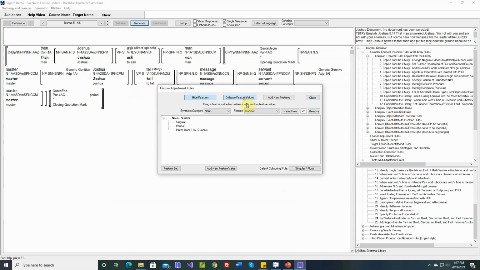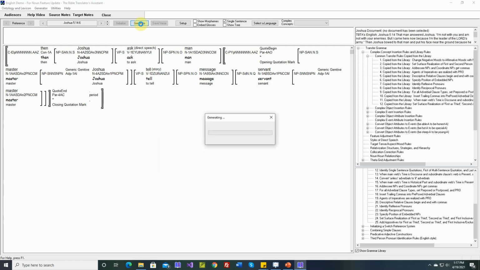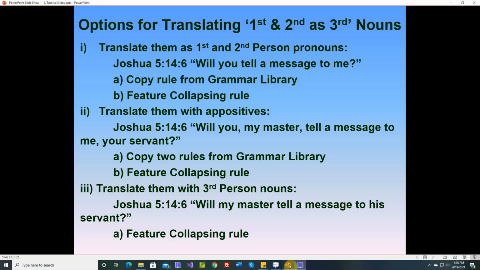Okay, if we want to treat these as simple pronouns, then we will collapse first as third to first person. We will collapse second as third to second person. First inclusive as first, and first exclusive as first. So now we're back to just first, second, and third. And now if we generate it, will you tell a message to me? So that's fine. It's not showing the respect, and we've lost the part about servant and master, but that's a reasonable translation. That's the first option.